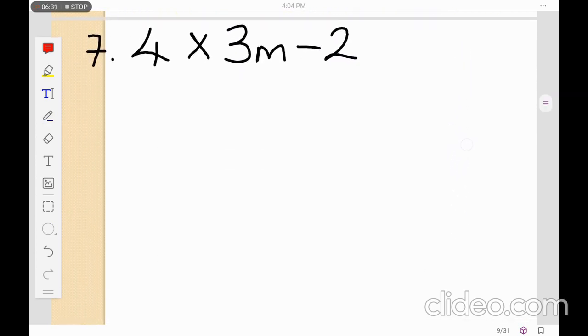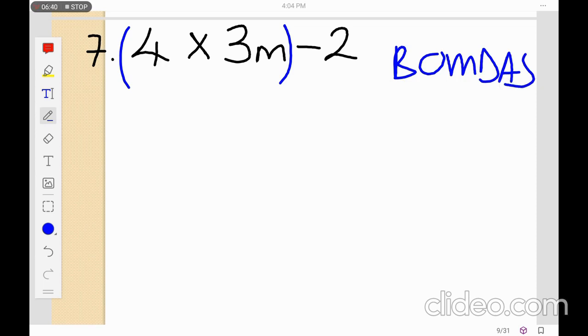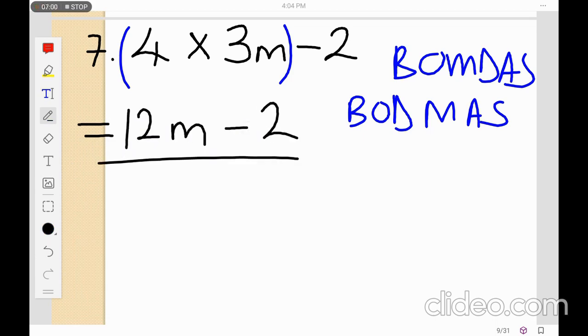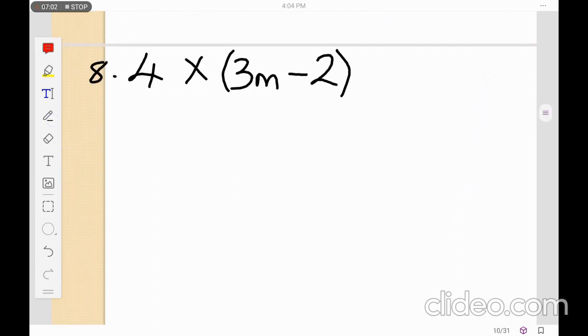Here we have got 4 times, so I can consider BODMAS. Others use BODMAS, others use BOMDAS. Okay, so I'm going to consider the multiplication first there. Let's consider the multiplication first. So if I multiply 4 by 3m, I get 12m. Then I've got minus 2. This becomes the final answer. We cannot simplify that one further.